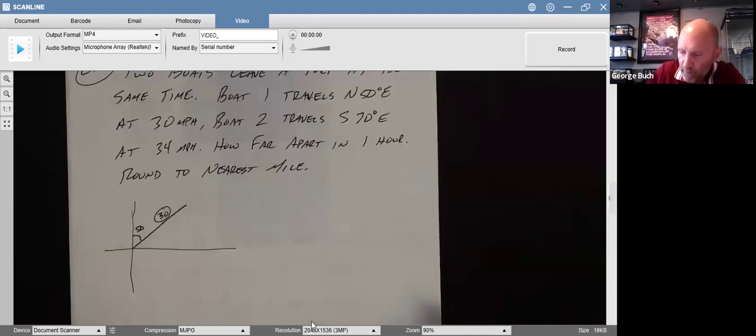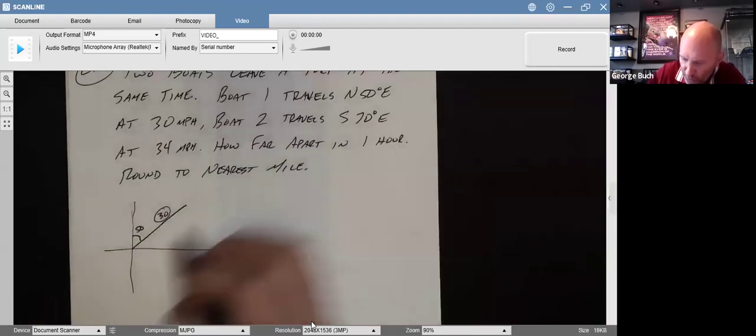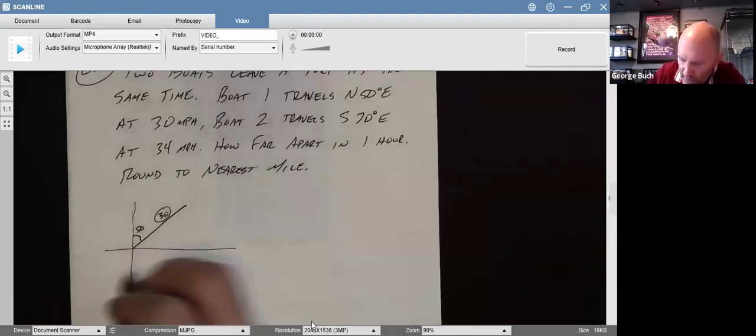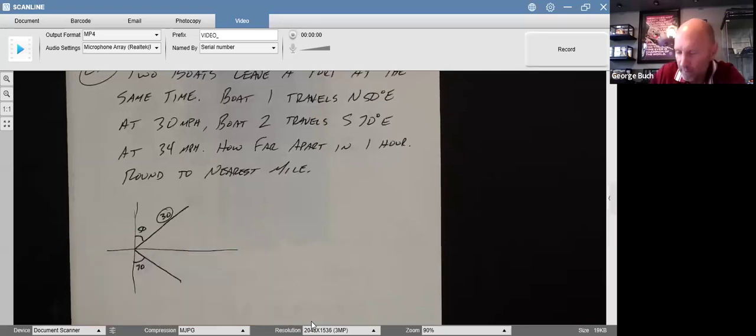The next boat is south 70 degrees east. So south is down, east is right. The 70 has to touch the y-axis. Why does he keep screaming this at us? Because it's important. How far did they go in 1 hour? Well, 34 miles an hour, so 34 miles.